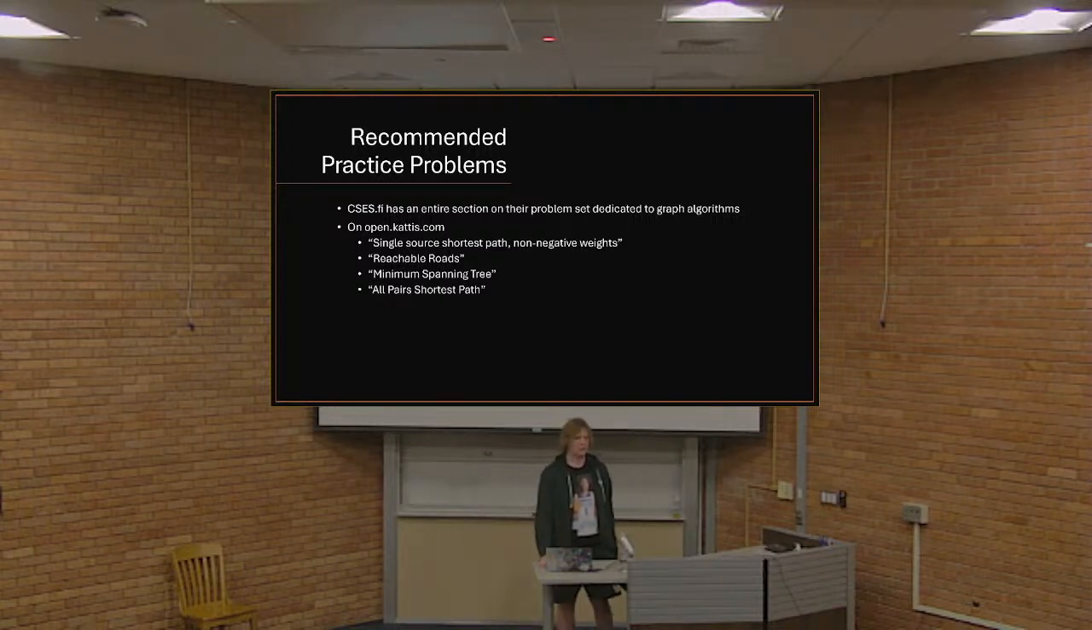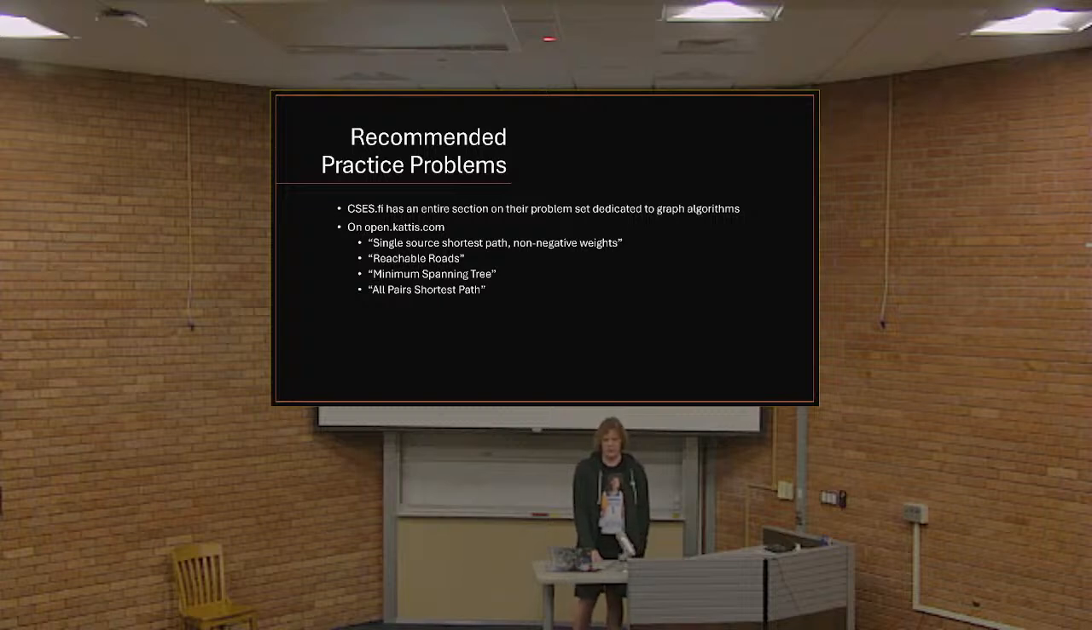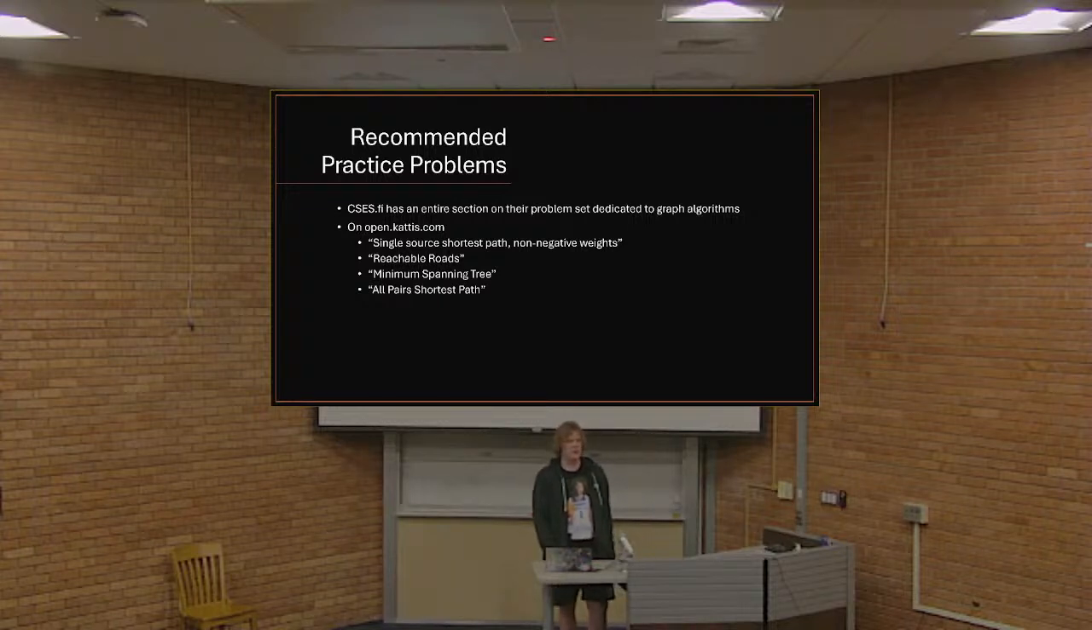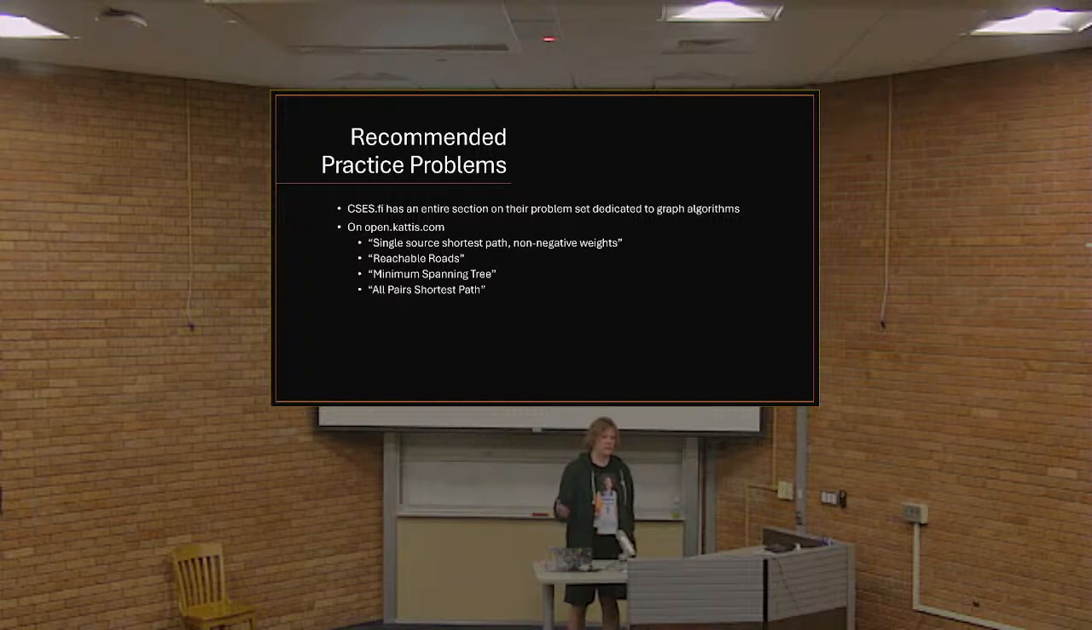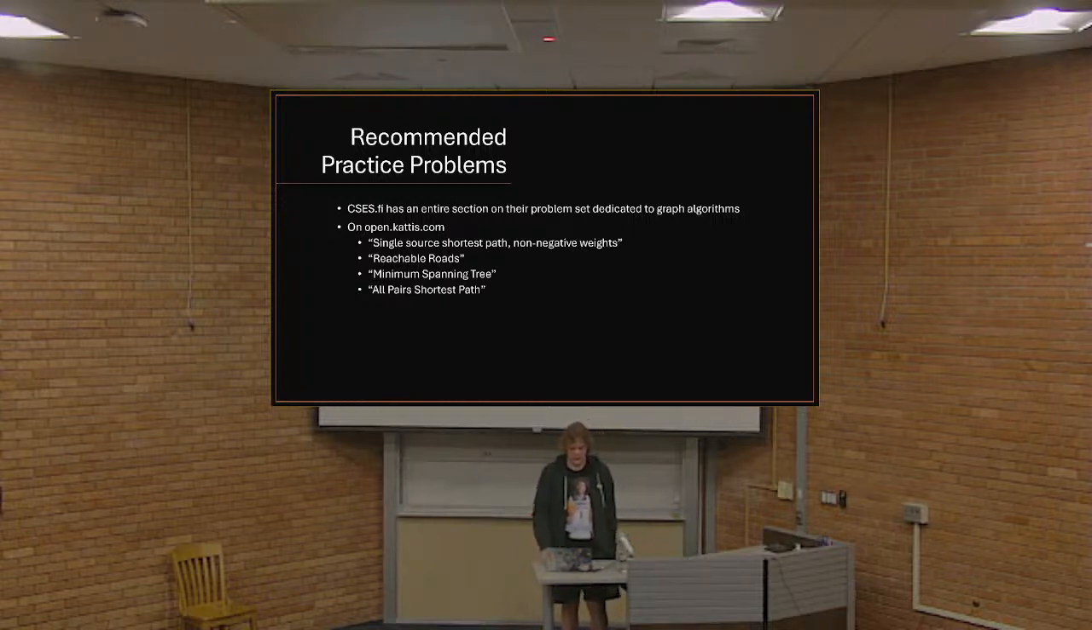Reachable roads is another problem. That one is pretty much exactly what you would expect. It's going to see if a road is reachable. Yeah, there's a minimum spanning tree. I wonder if you can tell what that one's going to be about. And then all pairs shortest path, that is also going to be pretty obviously one of the algorithms we talked about. It's going to be the Floyd-Warshall algorithm. So that would be the problems I would suggest working on.